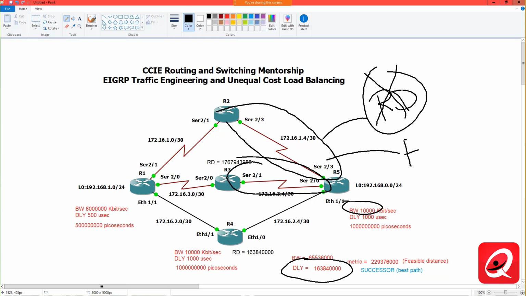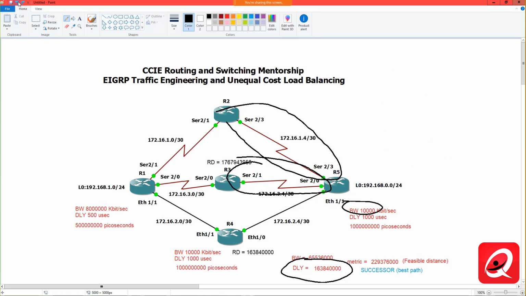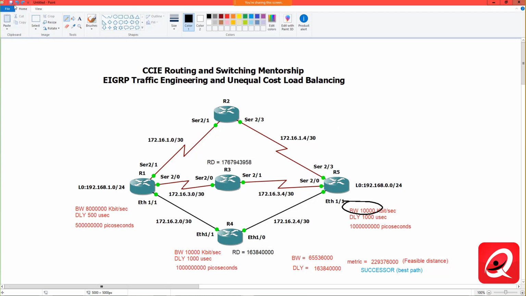These paths have everything to do with the overall feasible distance. We're not trying to make the feasible distance better. We're trying to make the reported distance better. So reported distance is what's coming from my peer about the same destination. And that's what we're focused on. We're focused on this link and this link. Does that make sense?